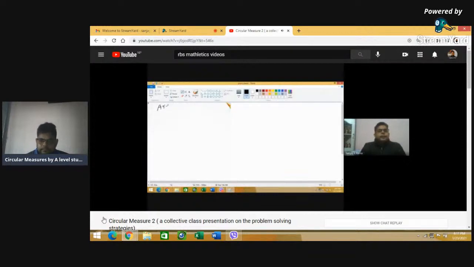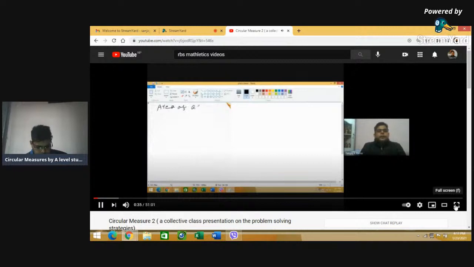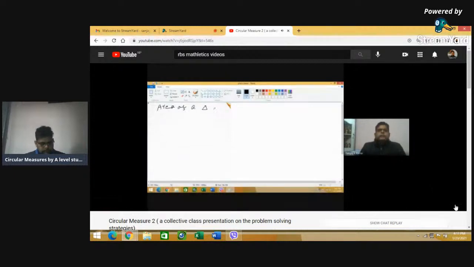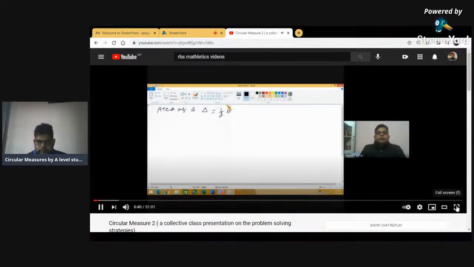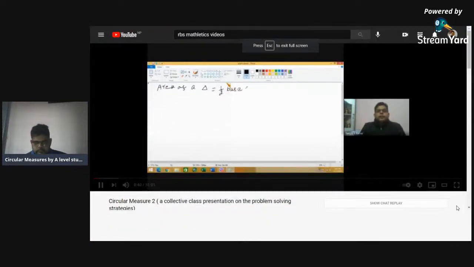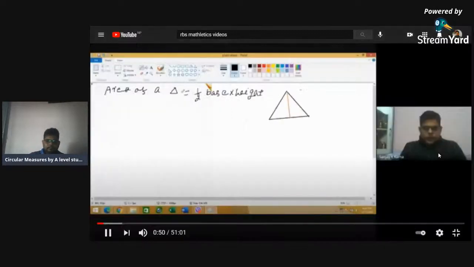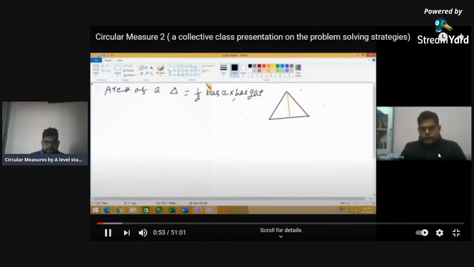So how to find the area of a triangle, I would say. In general, the area of a triangle is defined as half times base times height. For example, you are given a triangle like this. Say this is a triangle. The area of a triangle is defined in general as half base into height.